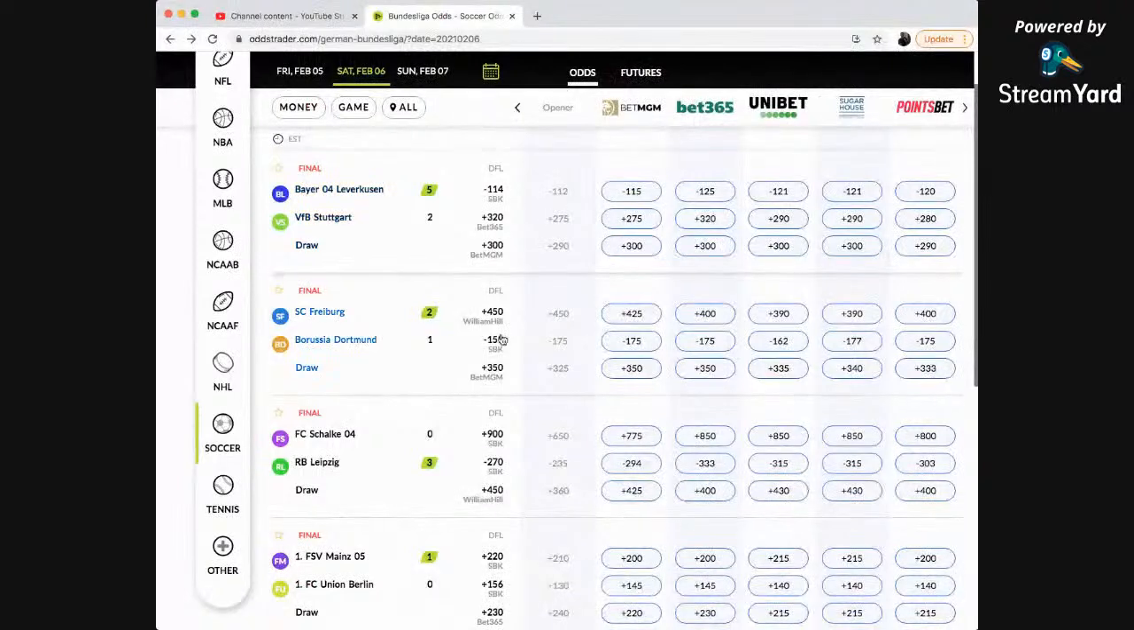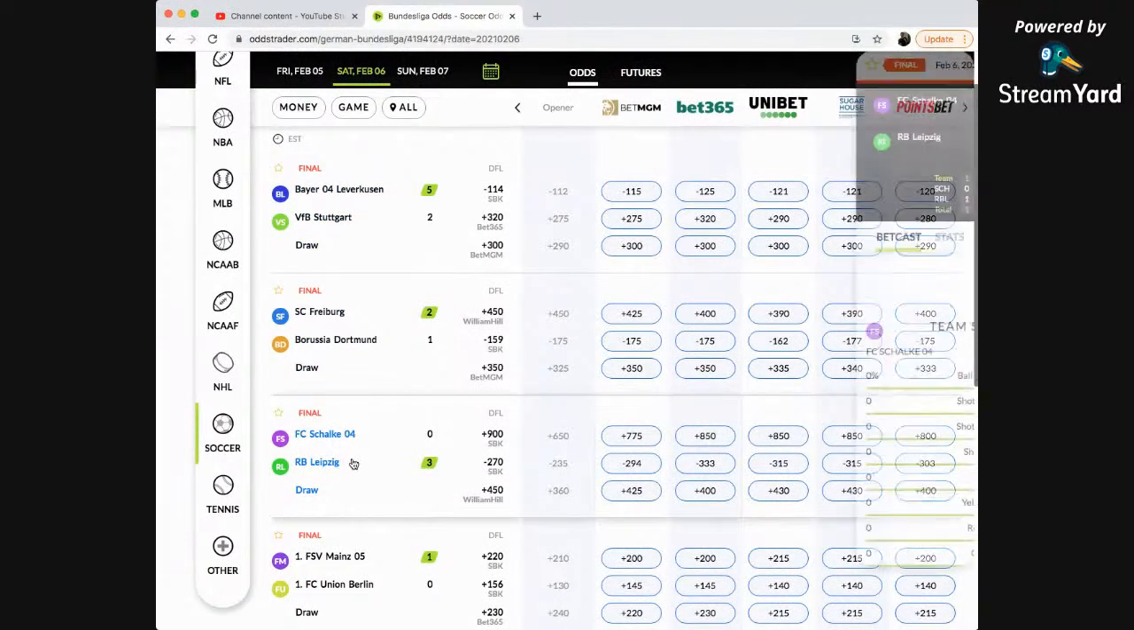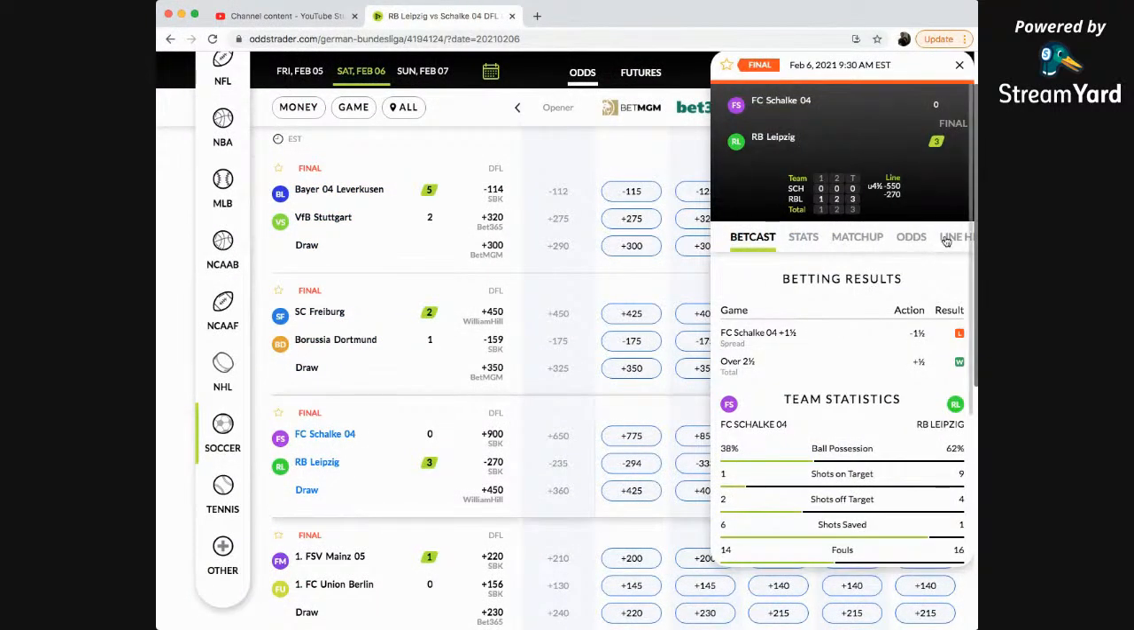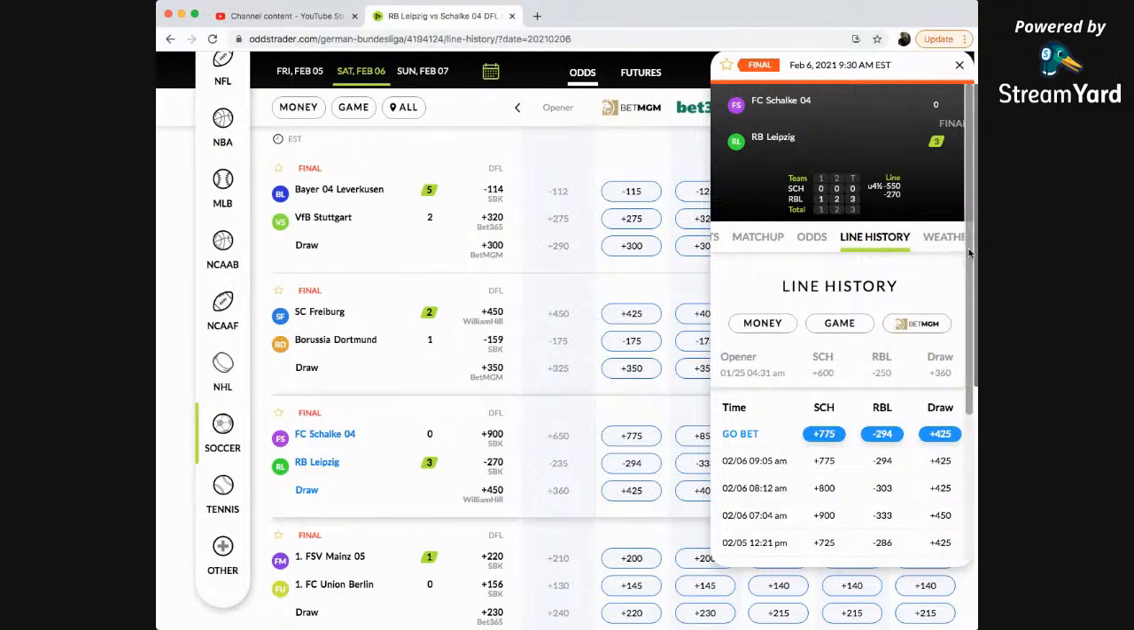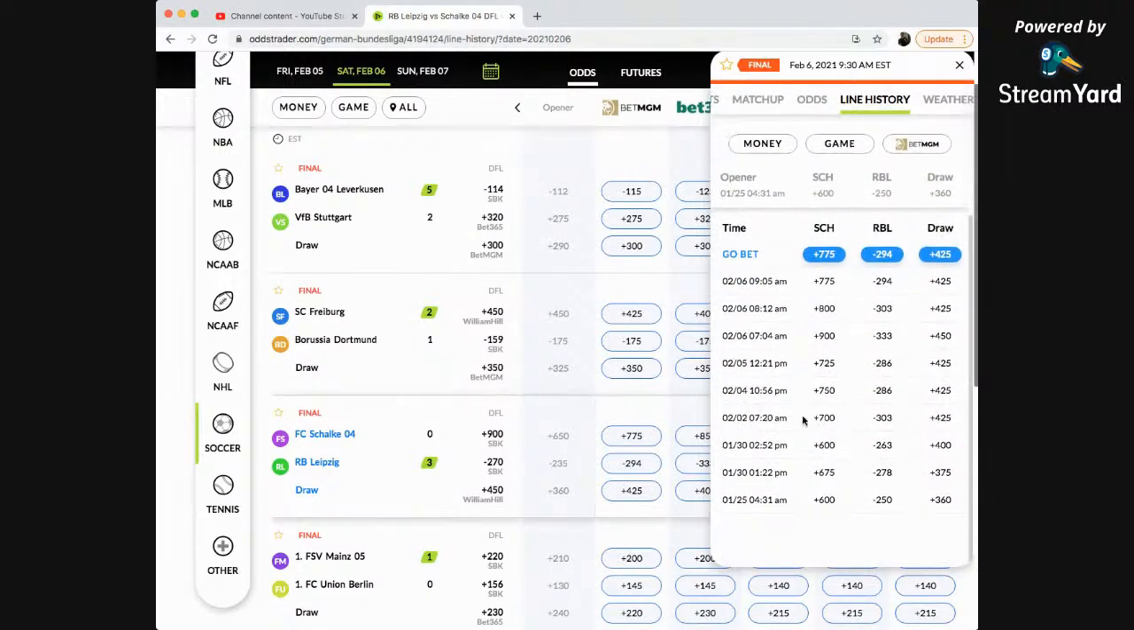Okay, so let's go to Schalke and Leipzig. Hopefully I'm pronouncing those right. So the home team opens at 600, moves all the way up to 775. We can eliminate that line based on line movement. Leipzig moves from 250 up to 294, so we would keep that line. And then the draw line moves from 360 to 425. So we can eliminate the draw, and the away team wins.